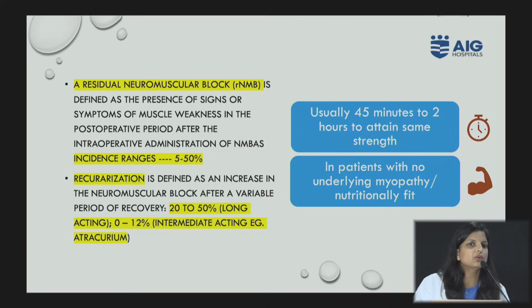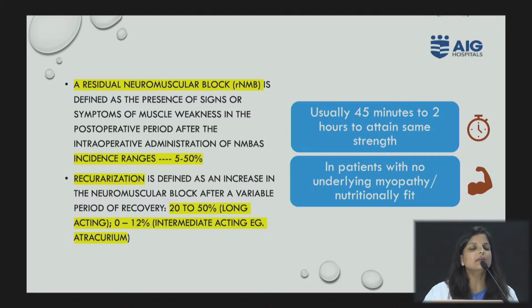So what is residual neuromuscular block? It is defined as the presence of sign or symptom of muscle weakness in a post-operative period after the intraoperative administration of NMBAs. So incidence ranges almost from 5 to 50%. Recurarization is defined as an increase in the neuromuscular block after a variable period of recovery. According to a recent meta-analysis, after long-acting blockers, there is almost 20 to 50% chance of recurarization. And if you're using intermediate-acting drugs like atracurium or cisatracurium, the chances are 0 to 12%.